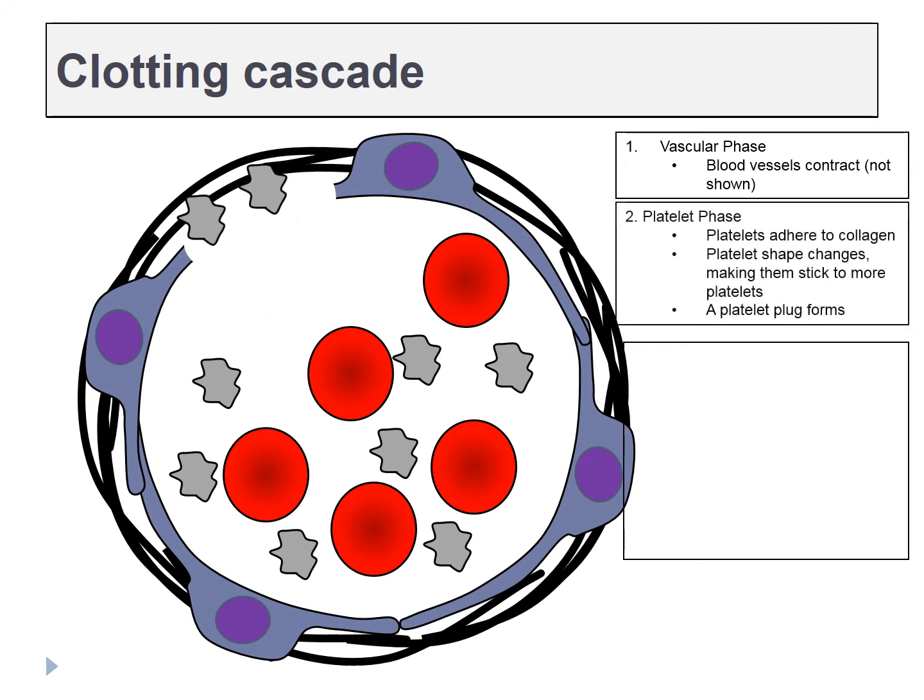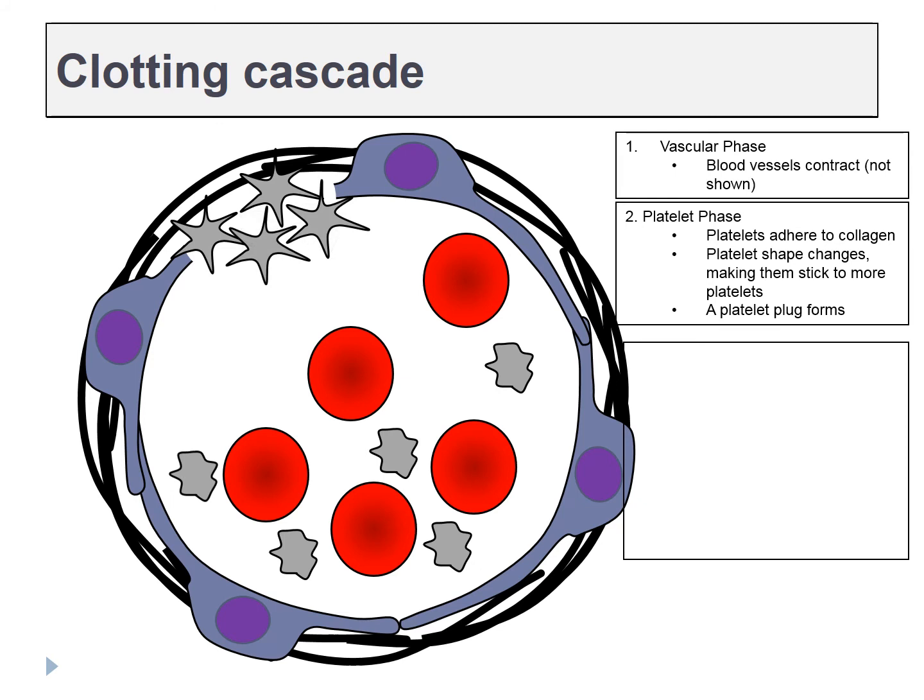The next phase is the platelet phase. Platelets can now come into contact with collagen found in the connective tissue superficial to the endothelial cells. And when they do, they become sticky and then attach to more platelets, which will in turn become sticky and attach to more platelets until we form a platelet plug that fills in the gap. This can help reduce blood loss, but it's not very strong.